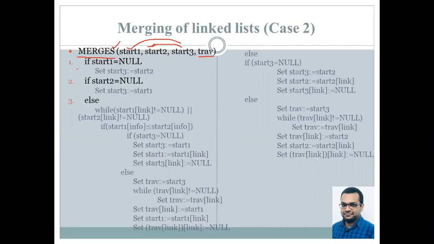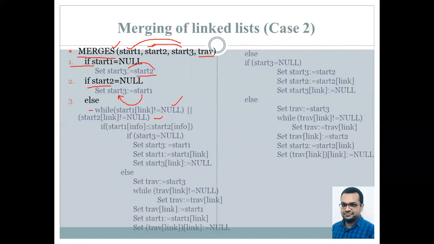Let's see how. Now first of all, in the first step we check if start1 is null. Therefore, the first list is empty. Simply we have to append the second list to the end of the third. In case start2 is null, then our second list is empty, and in that case we simply append the first list to the third. If none of these cases are true, the program control jumps to the else part, where we loop while start1 is not null or start2 is not null.